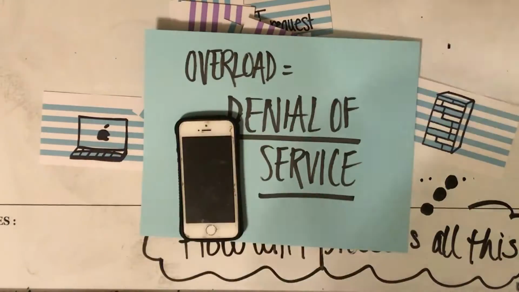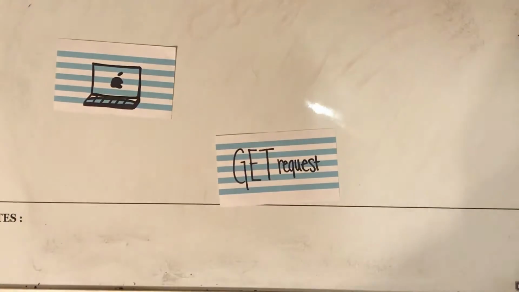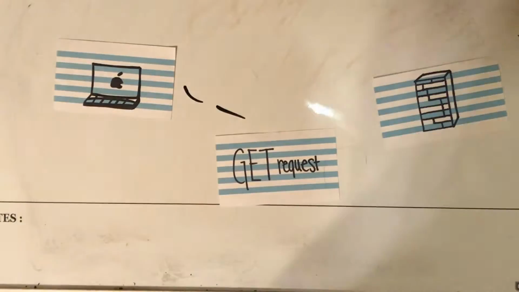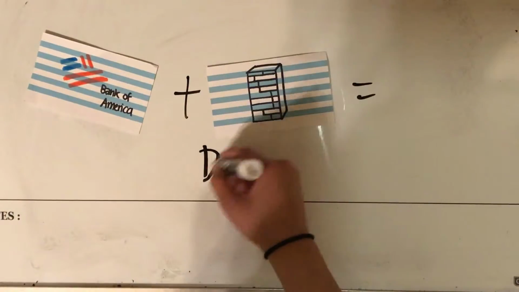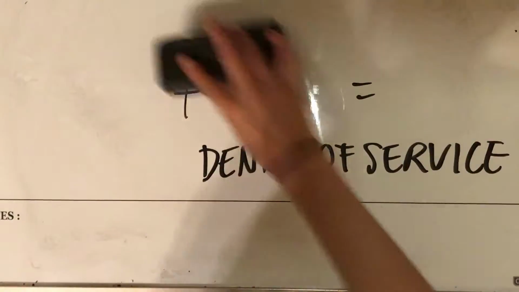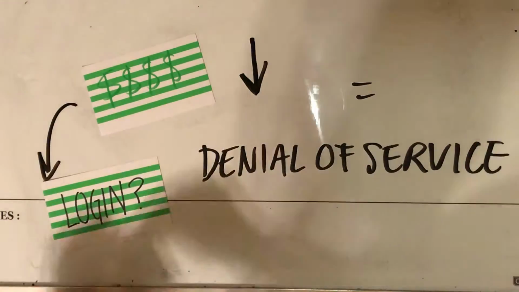These attacks are easy to execute because a single machine can send many requests to an HTTP server in a very short amount of time. This can also lead to an informational and financial loss. If a Bank of America server were to be denied service, it would end up losing lots of money since no customers or employees would be able to log in.